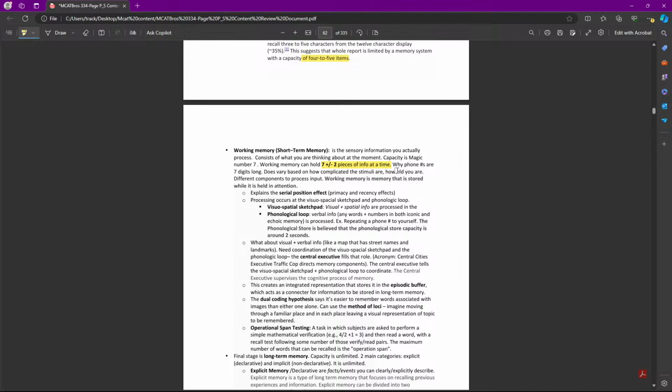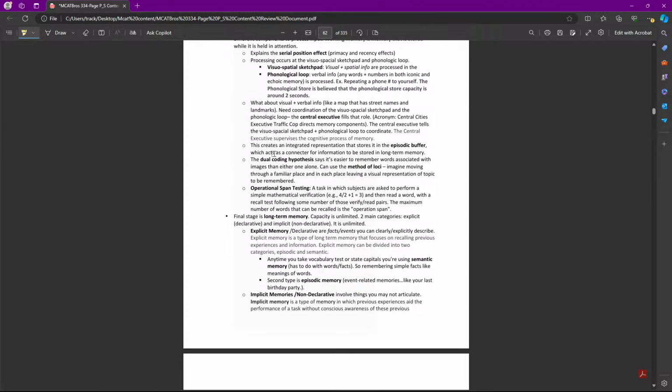What about visual plus verbal information, like a map that has street names and landmarks? That needs coordination of the visual-spatial sketchpad and the phonological loop, and the central executive fills that role. The central executive tells the visual-spatial sketchpad and the phonological loop to coordinate. It supervises the cognitive processes of memory. This creates an integrated representation that is stored in the episodic buffer, which acts as a connector for information to be stored in long-term memory.